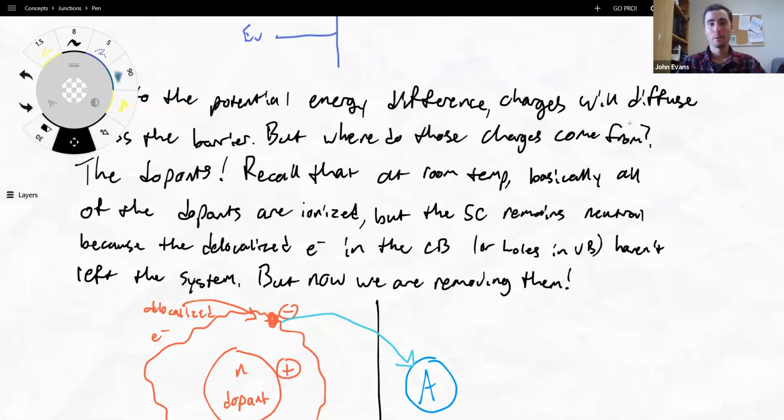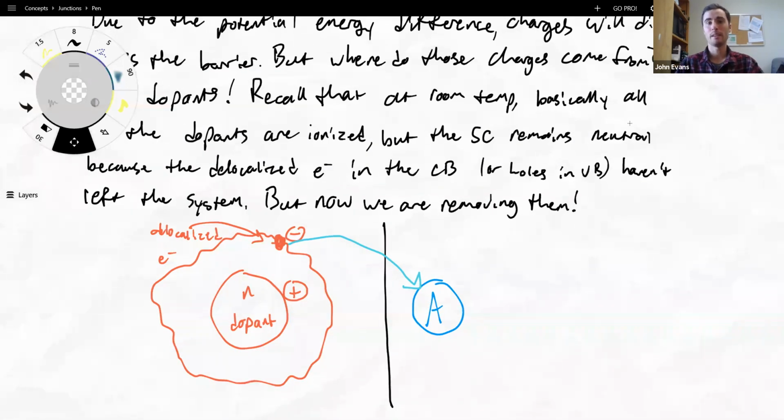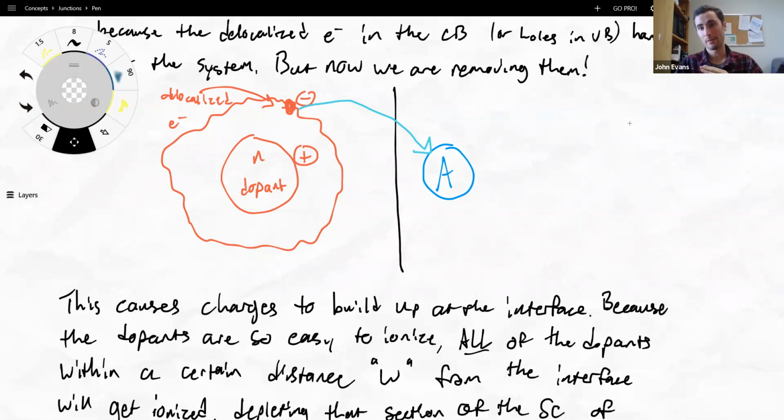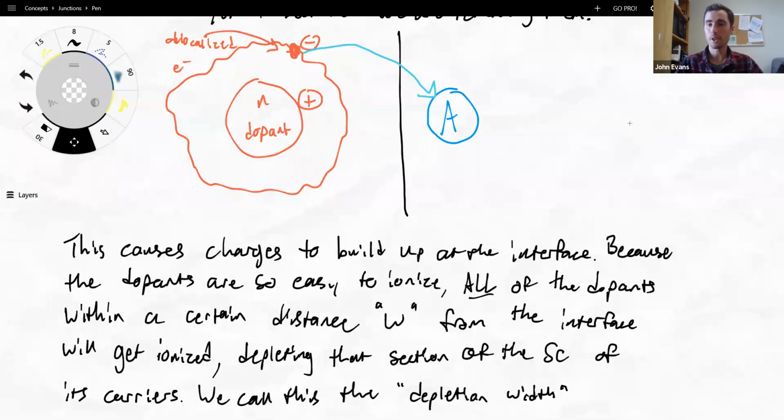So remember that at room temperature, basically all of these dopants are ionized, but the semiconductor remains neutral because those electrons that we have now donated into our conduction band are just sort of delocalized. They're floating around. So while the dopants are formally ionized, the whole semiconductor is neutral. But now, since we are going to be taking electrons from the system, our dopants are more formally going to be ionized. So we're going to have excess positive charges on the semiconductor side of our junction, and equivalently excess negative charges on the right side of our junction, on the liquid side. So this causes a charge buildup.